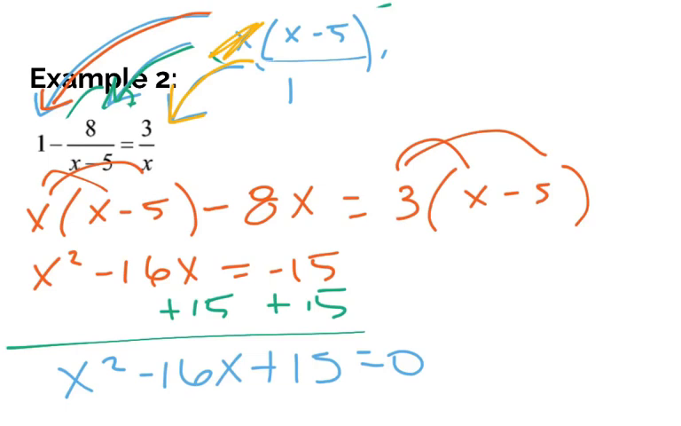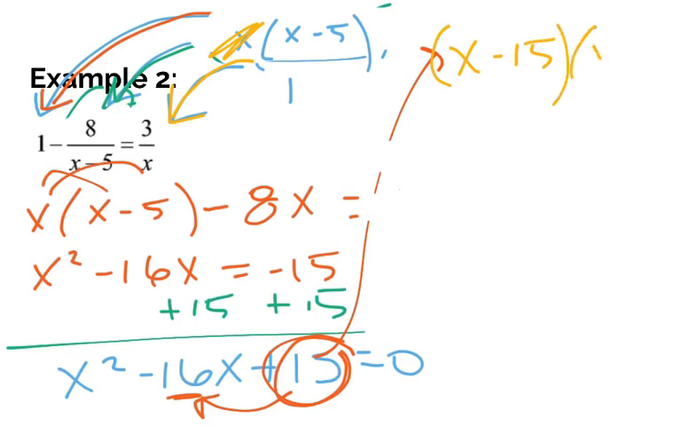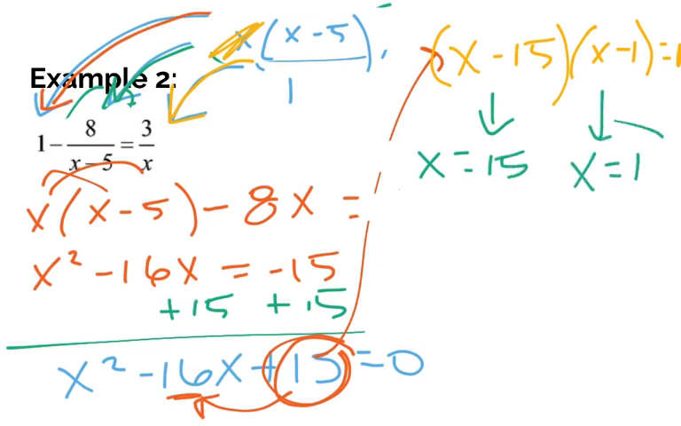And now I need to factor, and I'm looking for factors of 15 that add to get me to negative 16. Well, that would be 15 times 1, but they'd both be negative, right? Because if you do negative 15 times negative 1, you will get a positive 15, but if you add them together, you get negative 16. All right, so let me bring this up here, and I'm going to erase this. So that was x minus 15 and x minus 1 equals 0, which means my two answers are x equals 15 and x equals 1.